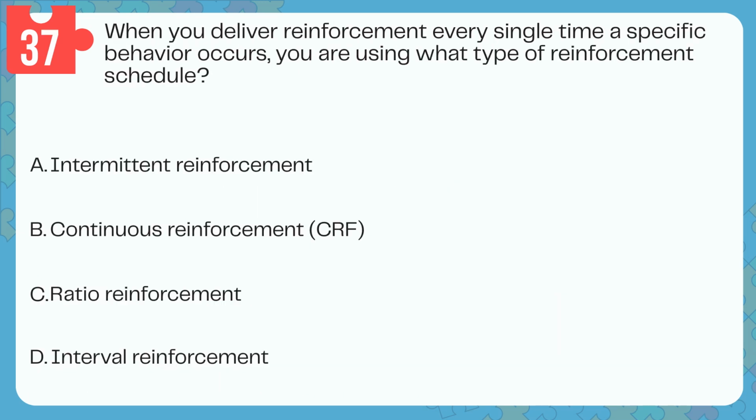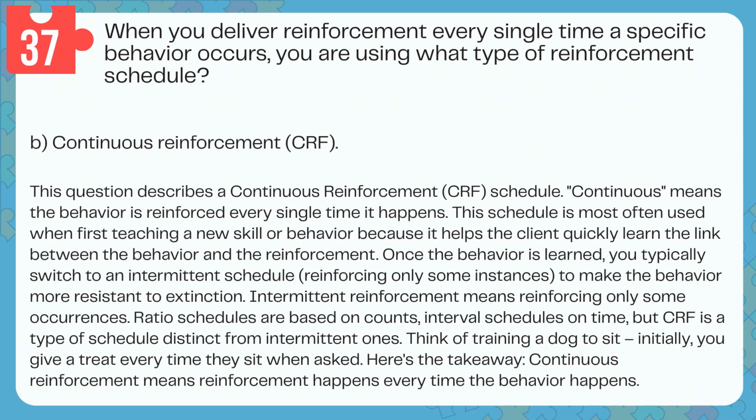Question 37. When you deliver reinforcement every single time a specific behavior occurs, you are using what type of reinforcement schedule? A. Intermittent reinforcement. B. Continuous reinforcement, CRF. C. Ratio reinforcement. D. Interval reinforcement. Answer: B. Continuous reinforcement, CRF.